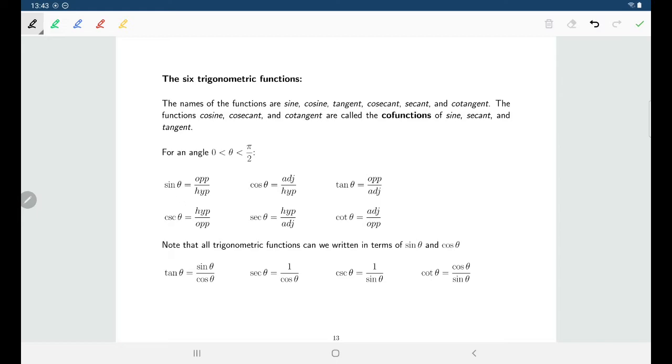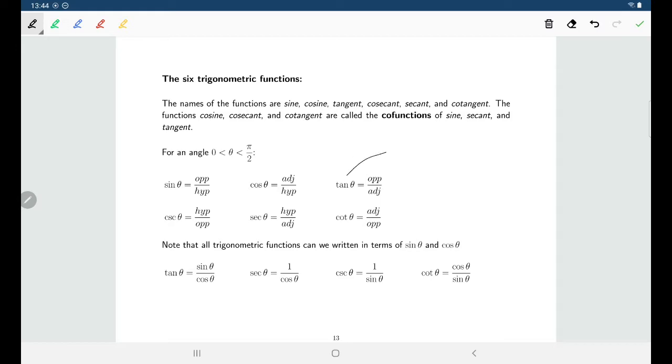So we have our six functions, and the names of them are sine, cosine, tangent, cosecant, secant, and cotangent. And as little short forms: sine, sin; cosine, cos; tangent, tan; cosecant, csc; secant, sec; and cotangent, cot.